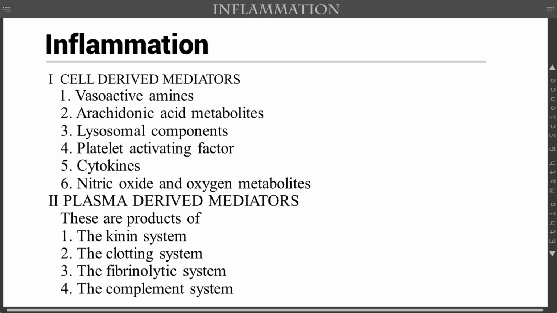On the plasma side sit four cascades with switch-like behavior: the kinin system, bradykinin as the archetype, the clotting system, thrombin and fibrinopeptides, the fibrinolytic system, plasmin as both protease and complement activator, and the complement system, C3a, C5a as anaphylatoxins, C3b as opsonin. Think of these as interlocking gears. Activation of one can feed forward into others, amplifying the response with mathematical inevitability, unless halted by inhibitors.